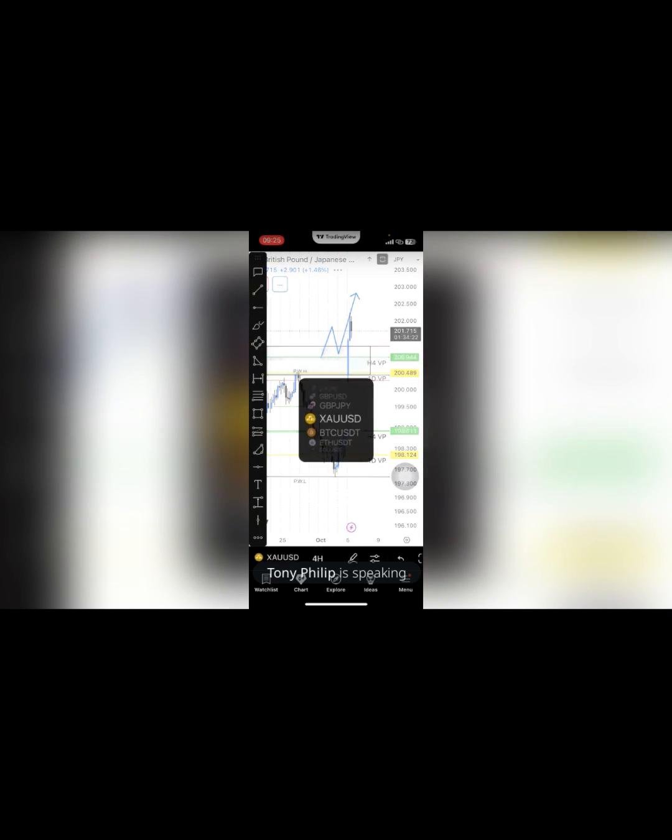Okay, so for the next pair, which is going to be XAUUSD, we already talked about GBPJPY. This is our forecast for GBPJPY. For those that didn't see the forecast, we said we expect a retest and a continuation push to the upside. Then XAUUSD is next on the list.